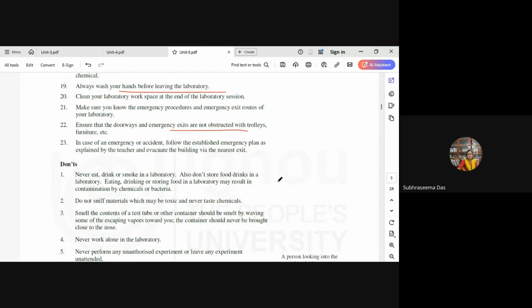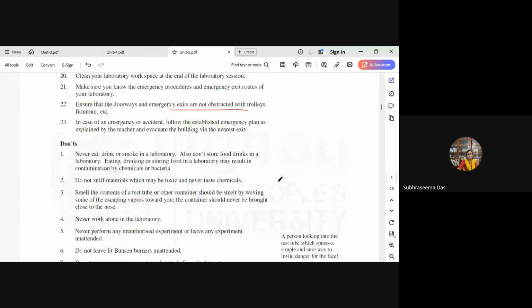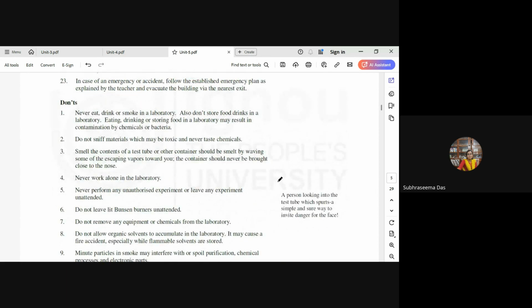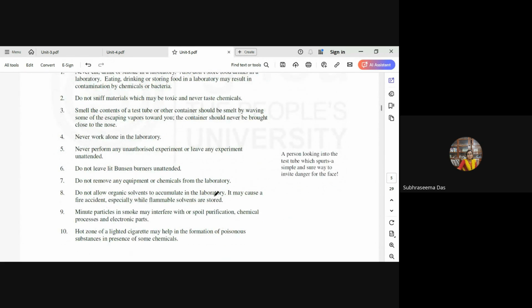Now, the don'ts of a chemical laboratory require that we should never eat, drink, or smoke inside a laboratory. We should never sniff materials or ever taste any chemicals. We should never smell the contents of any container without knowing what type of chemical is present. We should never work alone in a laboratory. We should never perform any unwanted experiment just to satisfy our curiosity. We should always close the bunsen burners after the reaction has been done. We should never work with any unknown chemicals from the laboratory.